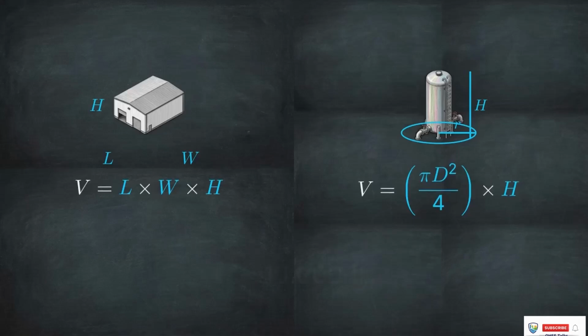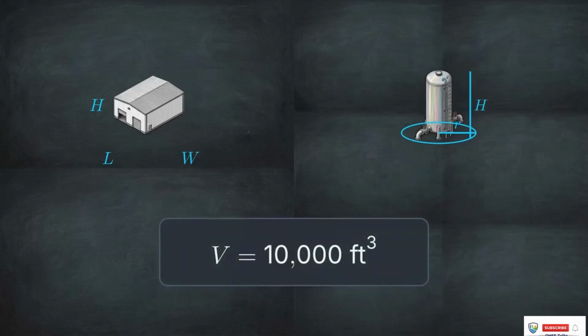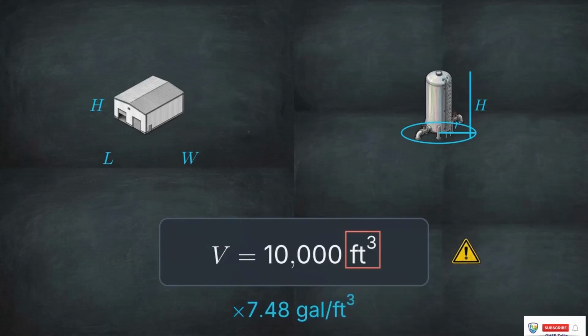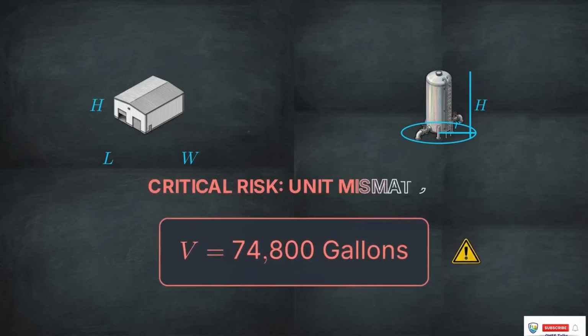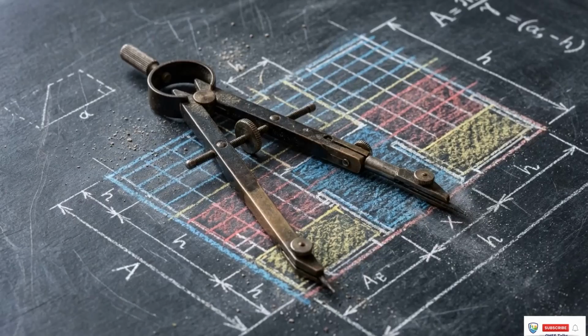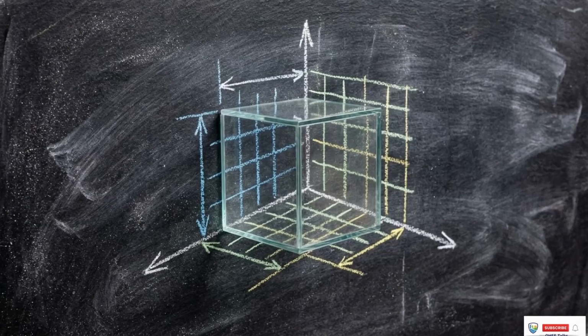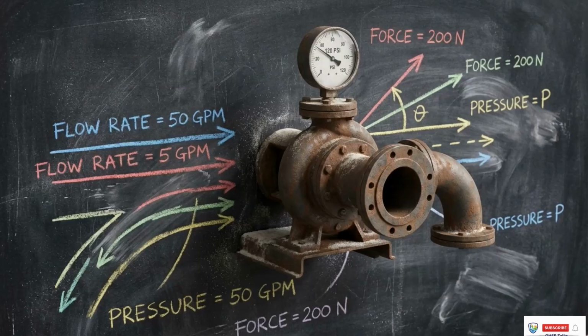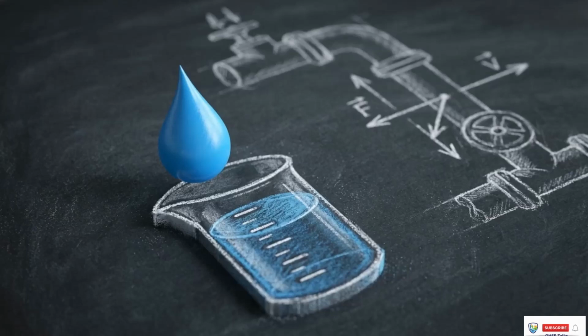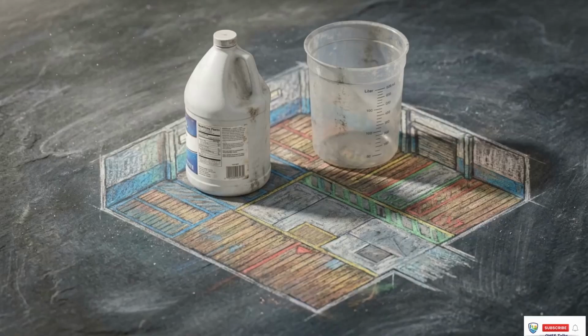We have identified the volume in cubic feet, but the Occupational Safety and Health Administration strictly enforces flammable storage limits in gallons. This unit mismatch is a major point of mathematical failure in safety risk assessments. Standard mathematical formulas yield spatial measurements, cubic feet or cubic meters. Federal regulatory caps, spill containment requirements, and pump flow rates are almost universally dictated in liquid volume, gallons or liters.